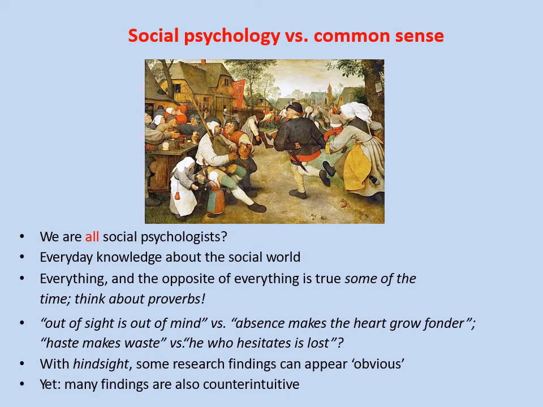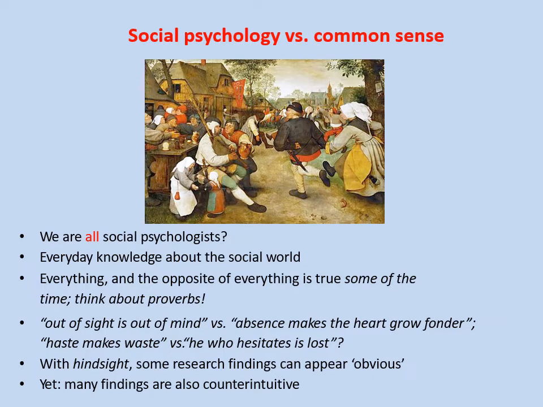Social psychology is the scientific study of social behavior, but of course all of us living in society already have a lot of common sense knowledge about how people behave. In a sense, we are all practicing social psychologists. We possess a lot of everyday knowledge about the social world. The problem is that a lot of common sense knowledge is non-specific, vague, and untestable. In fact, everything and the opposite of everything can be true some of the time.